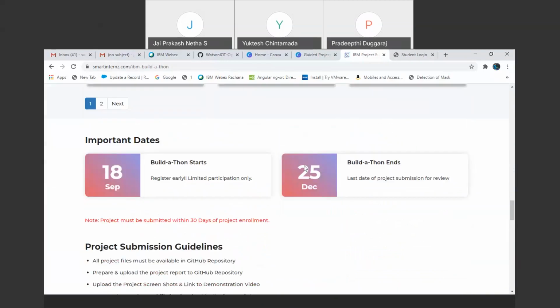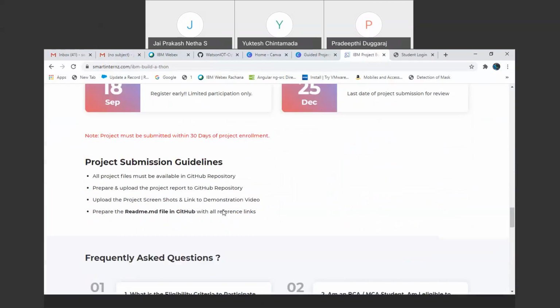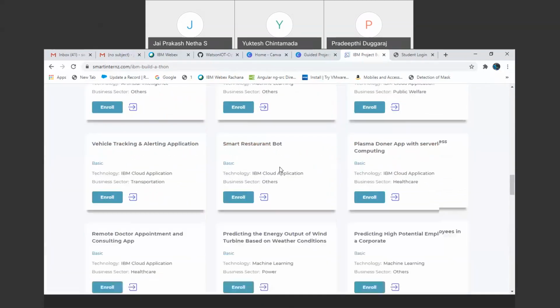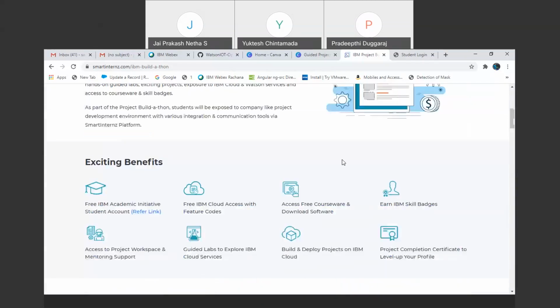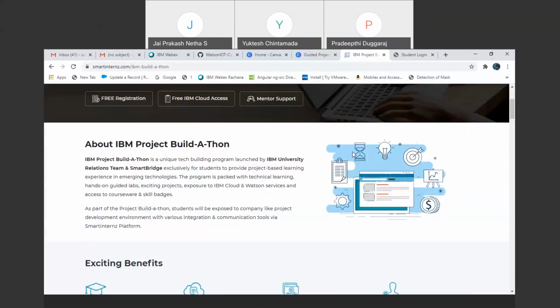These are the deadlines you can go through. Everything is there on the website. This is one of the programs currently ongoing, and it's completely free of cost. You can register for this. Like this, on the Smart Interns website, we'll have a lot of programs coming up on various technologies, to upskill yourself on a particular technology.